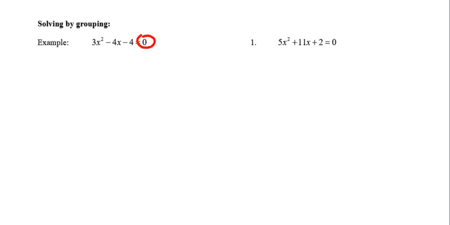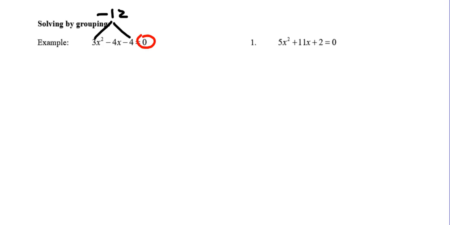Let's look at this 0 first that I circled in red already. You absolutely have to set this equal to 0 first, or it won't work. We already did that for you, but always make sure you set the equation equal to 0. Write it in descending order, so you have the squared term, the x term, and the constant term in order. We're going to take the first term and the last term and multiply those together, and you get negative 12.